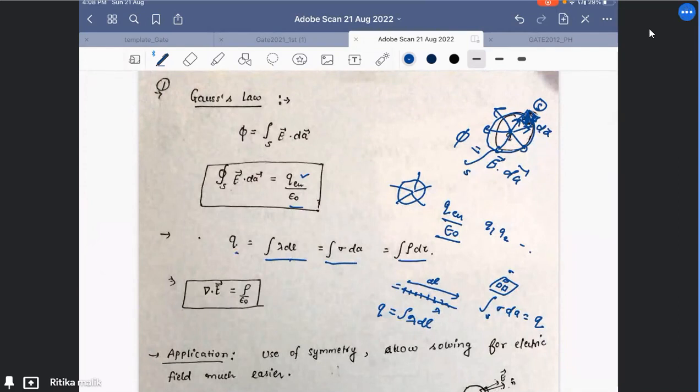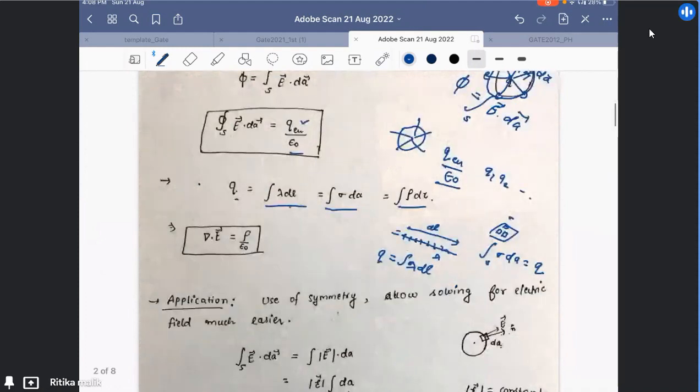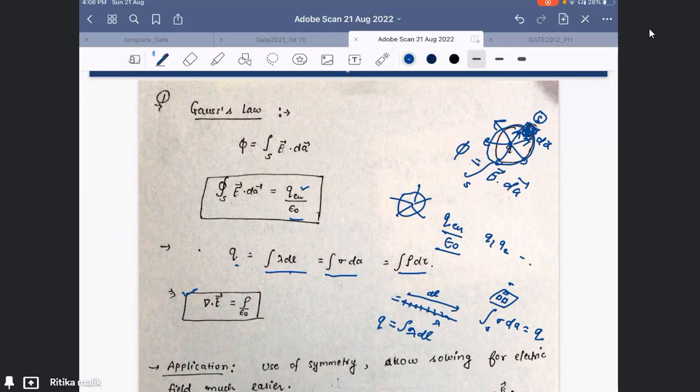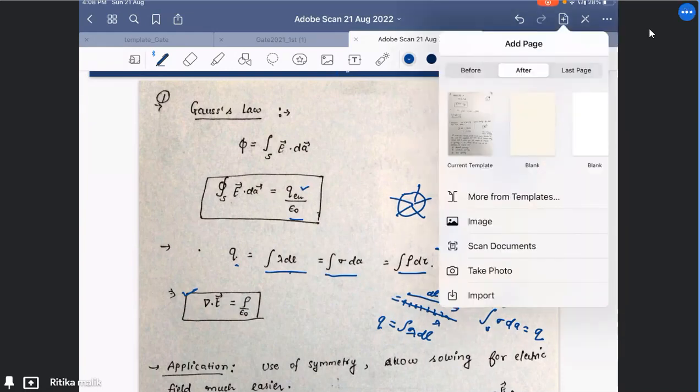This is commonly used to calculate the electric field, and it is a much superior method compared to the first principle of Coulomb's law. And this is the divergence form of Gauss's law. It can be derived from divergence equations. Do you want me to derive these formulas? Yes, yes, ma'am. This divergence of E equals rho upon epsilon naught. Yeah, I will do that.